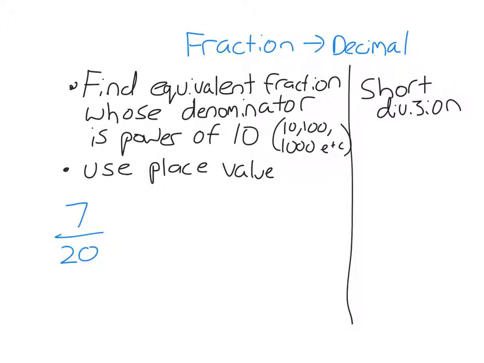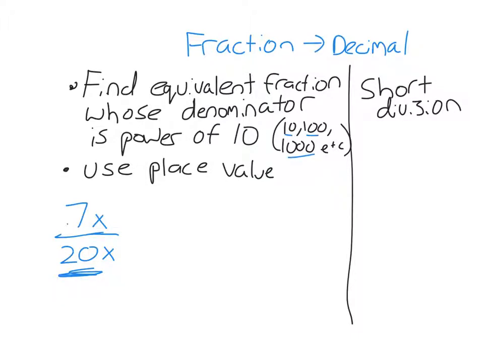So I'm going to start with the first method. I'm going to find an equivalent fraction whose denominator is a power of 10. Now remember, the golden rule for equivalent fractions: what you do to the top, you must also do to the bottom. What you do to the bottom, you must do to the top. So what I'm going to do is find an equivalent fraction. I'm going to times the top and the bottom of the fraction by the same number, so that the bottom number, the denominator, becomes a power of 10, 100, 1,000, or whatever.